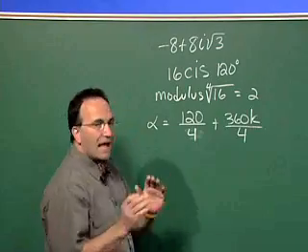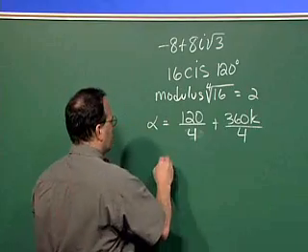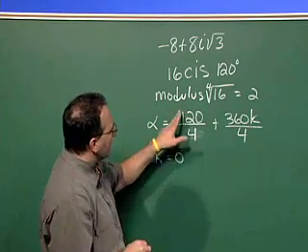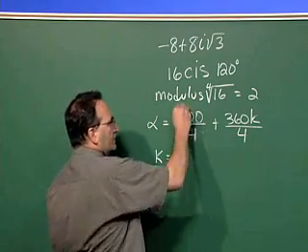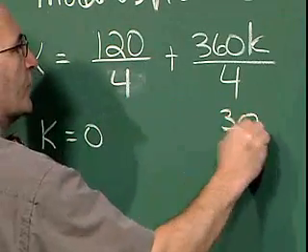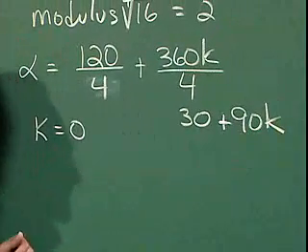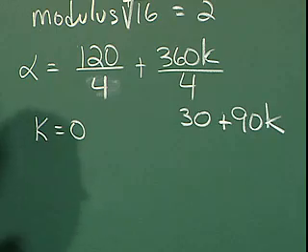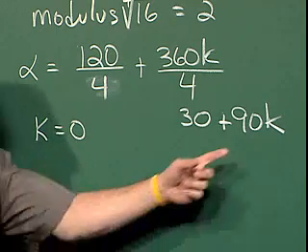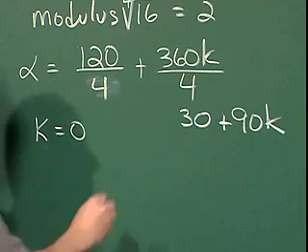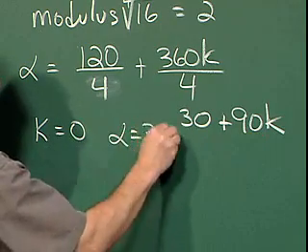All right, now we have k equals 0. And again, let me simplify this. This, of course, reduces to 30 plus 90k. And that's going to make it a little bit easier for us. K equaling 0, 90 times 0 is 0. We get alpha equals 30.